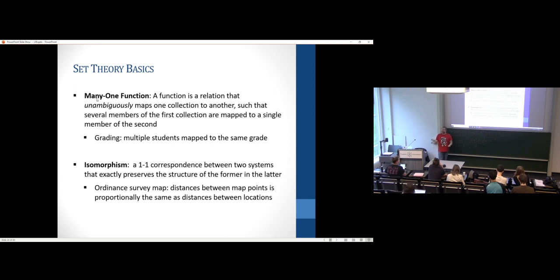So for example, let's think about grades. You could have multiple students all mapped to the same score. Or you could have it the other way around too, right? If you've ever been kicked off a flight for overbooking, that is an instance of multiple people being mapped to the same seat. Very annoying.